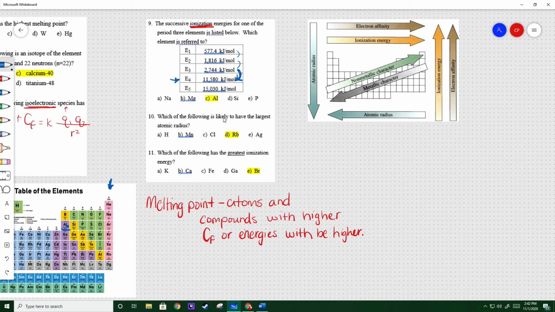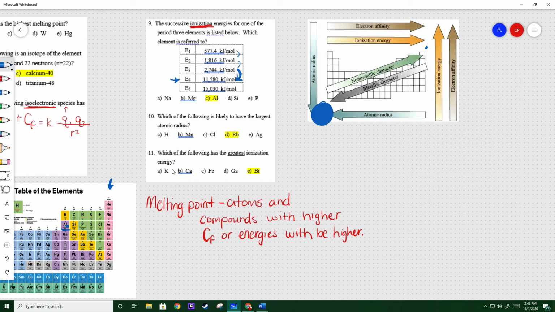Alright, this one says which of the following has the largest atomic radii? So if you look at our trends, as you go down a group, atomic radius will increase because we're adding more energy shells. And then as you go from right to left, it increases. So something down here is going to have a much larger atomic radius than, say, helium. We'd have something very small.